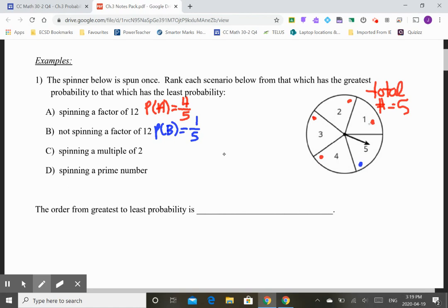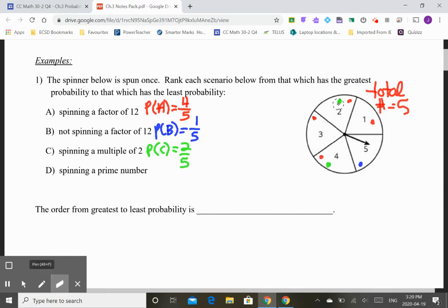1 is not a multiple of 2. Multiples of 2 are counting by 2: 2, 4, 6, 8, and so on. So 2 is a multiple of 2, 3 is not. 4 is a multiple of 2, 5 is not. So I can see that for part C, we have 2 favorable outcomes, 5 total outcomes. Probability of C, 2 over 5.